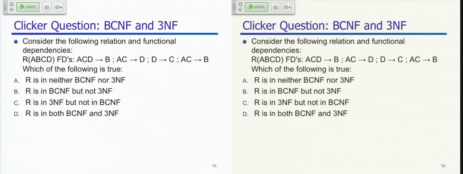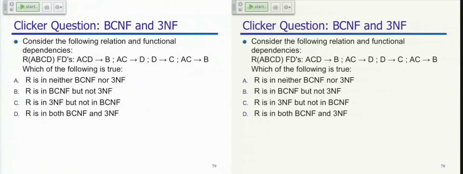R is neither in BCNF or in 3NF. So let's see whether it's in BCNF first. ACD determines B. ACD is a super key, so that's fine. AC determines D. AC is a super key, that's fine. D determines C. D is not a key. So this is not in BCNF. Right? So since it's not in BCNF, it cannot be D and it cannot be B. It's either A or C.